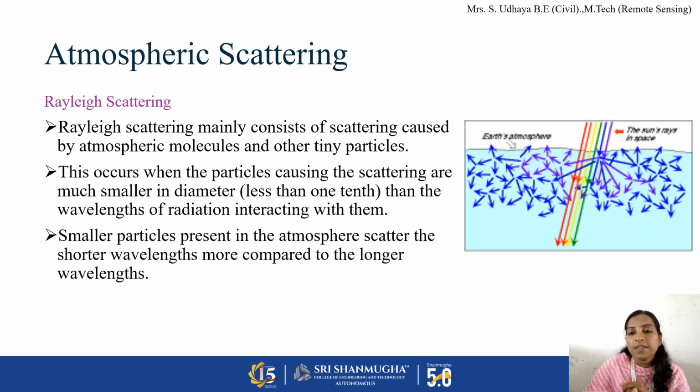In Rayleigh scattering, the first thing is that the particle responsible for the scattering is much smaller than the incident radiation. The particle size is very much smaller than the wavelength of the incident radiation. Smaller particles present in the atmosphere scatter the shorter wavelengths compared to the longer wavelengths. The size is almost less than one tenth, the size of the particle is very small, almost one tenth of the size of the incident radiation.